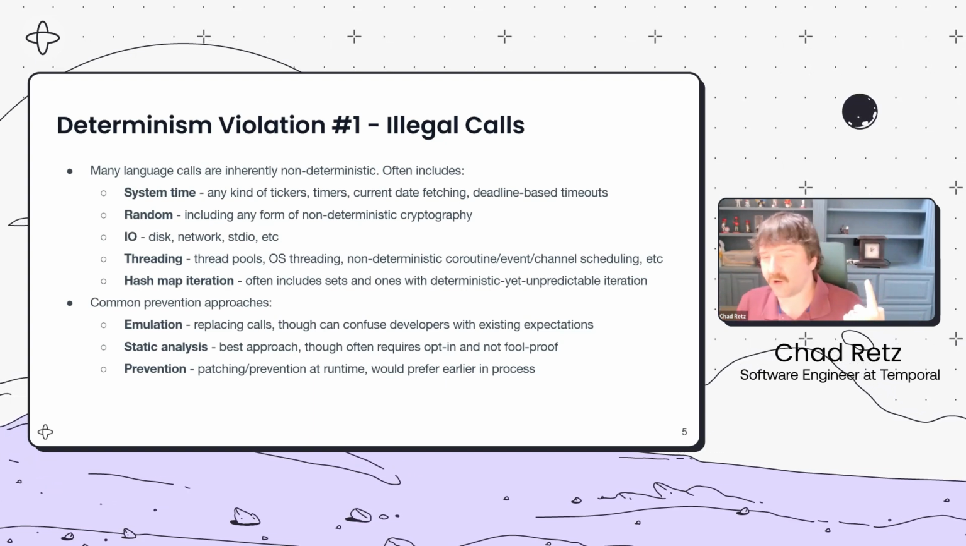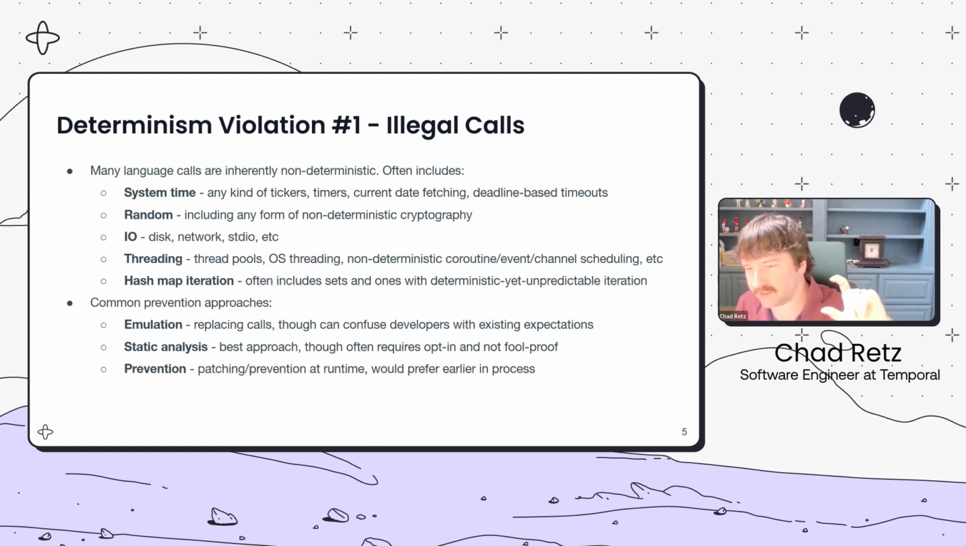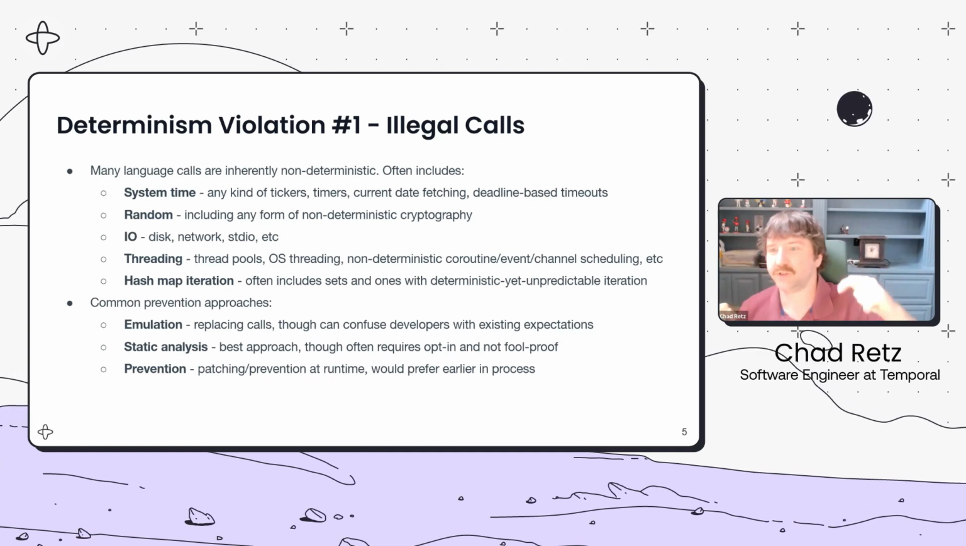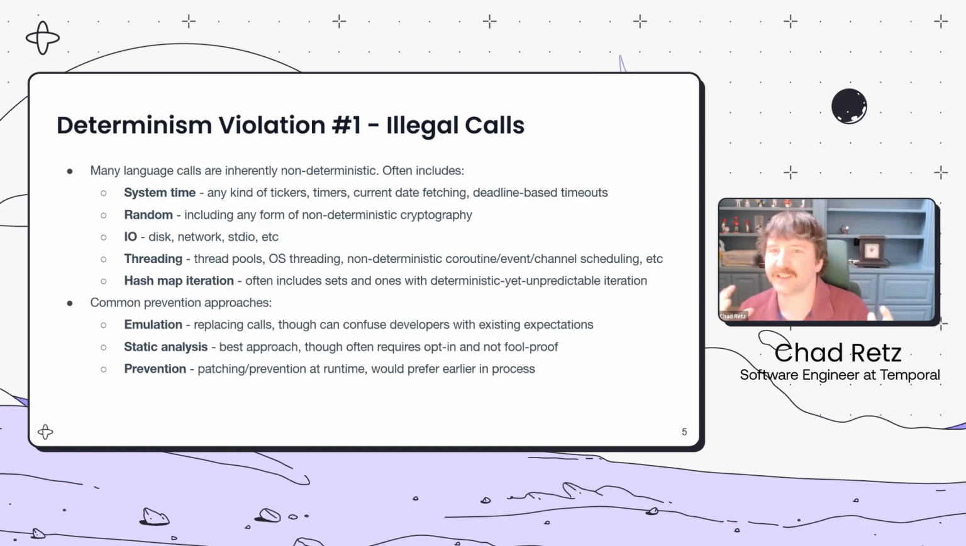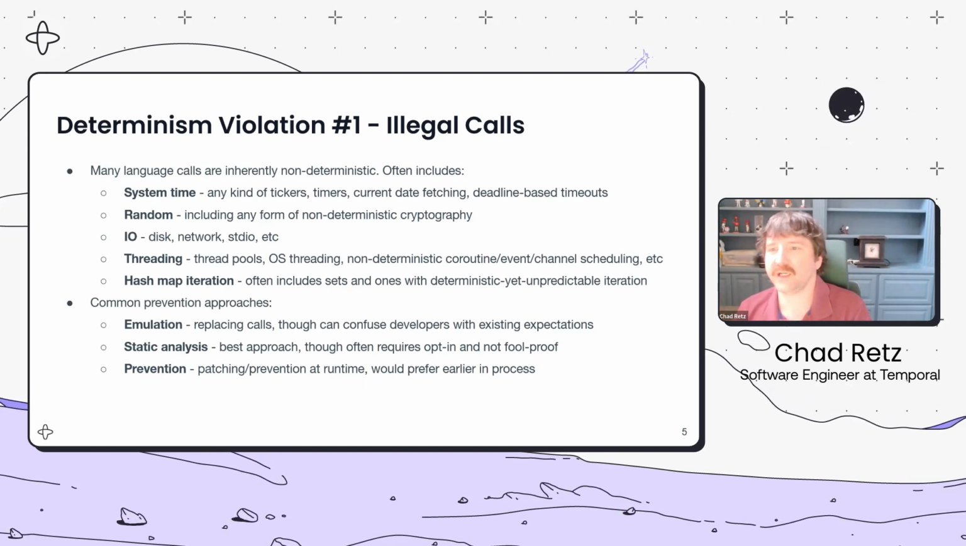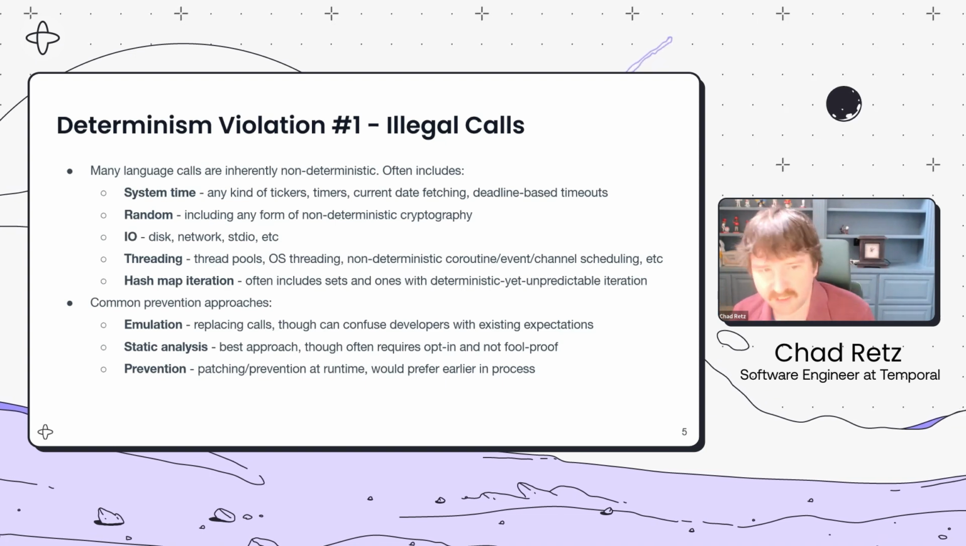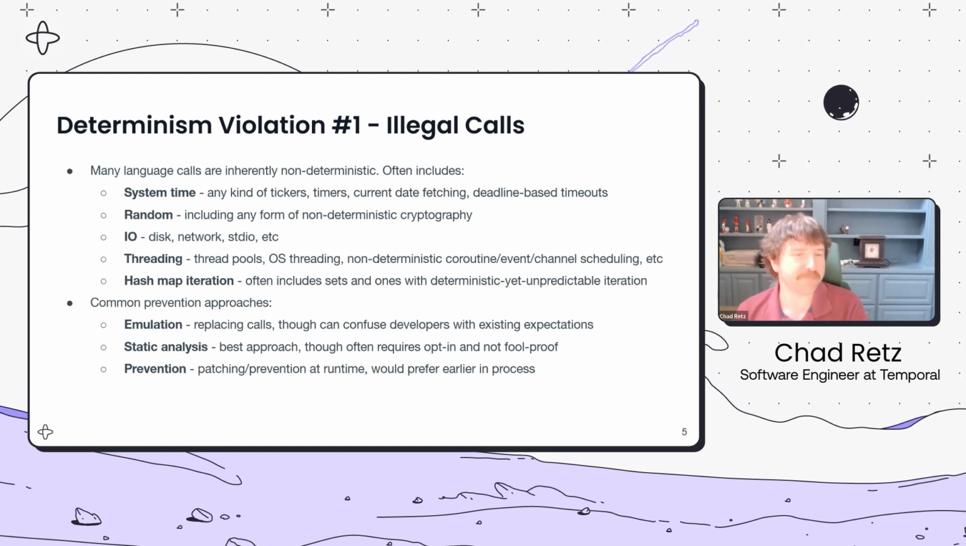Well, we can emulate the calls. We can change what the system considers the current time to what the workflow considers the current time. The problem is that developers have certain expectations around that. So they're probably not used to it maybe always being UTC or not being monotonic or something like that.